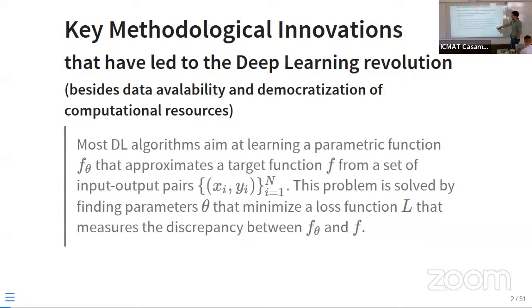So I would like to highlight that most deep learning algorithms nowadays aim at learning a parametric function. The goal is always to learn a parametric function, f of theta, that approximates a target function, f, from a set of input-output pairs. These are what are called the training data. And this problem is essentially solved by finding the parameters that minimize a loss function that depends on the training data and measures the discrepancy between f theta and f. This statement is simple, but I want to make it clear because we have a very inhomogeneous audience.